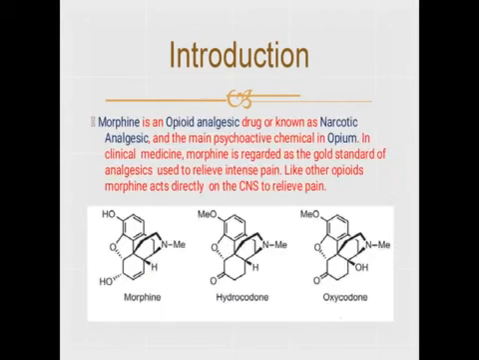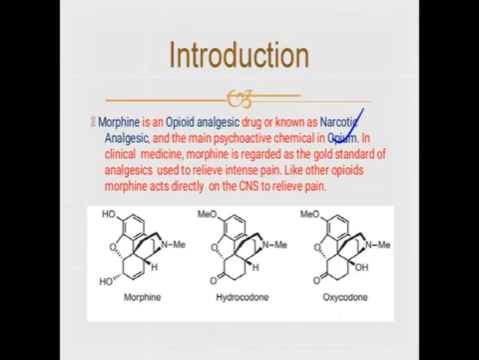Morphine is an example of an opioid analgesic drug. It is also called a narcotic analgesic. It is often obtained from a plant, the poppy, and its main chemical, which is psychoactive, is called opium. So morphine is regarded as the gold standard analgesic. It is used to relieve intense pain.